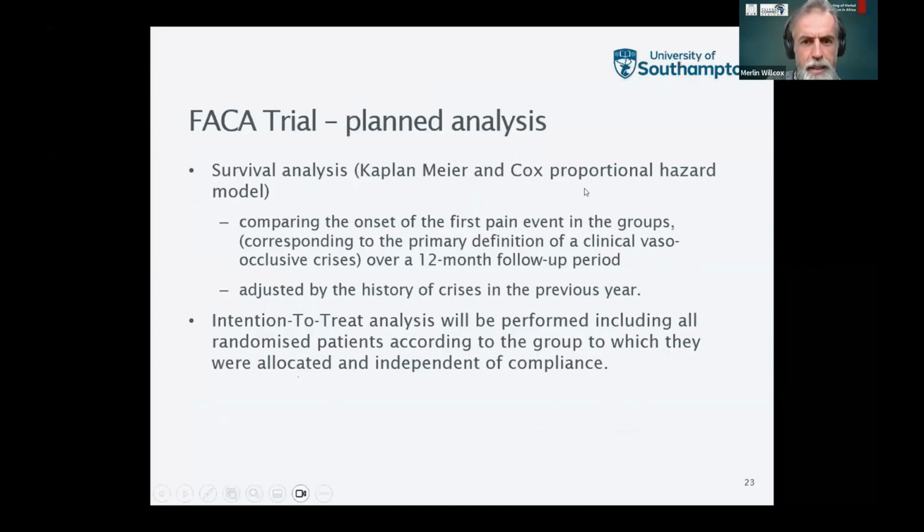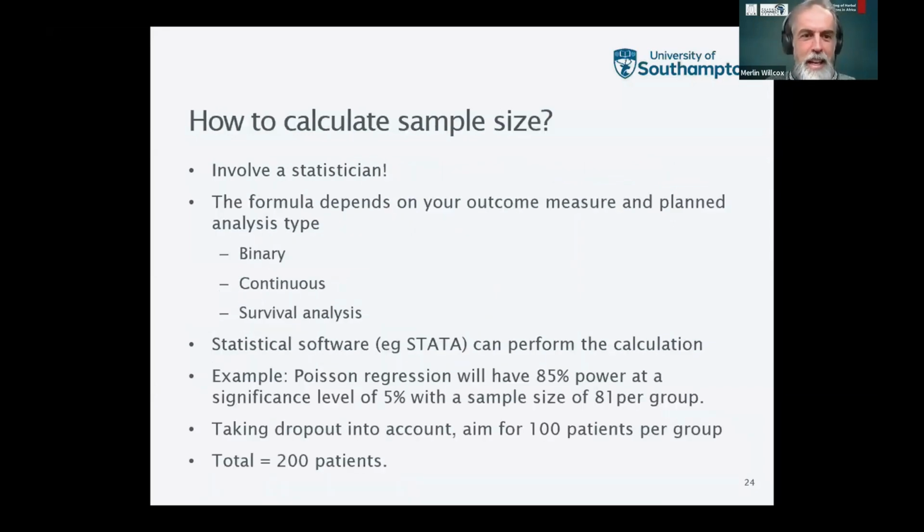And in terms of the analysis, the statistical team decided to go for survival analysis, Kaplan-Meier plots and Cox proportional hazards model, comparing the onset of the first pain event in the groups and adjusting by the history of crises in the previous year and using intention to treat analysis. So this is actually quite a complicated method of analysis, and it's not the easiest for which to demonstrate a sample size calculation. So I'm not going to show you the calculation.